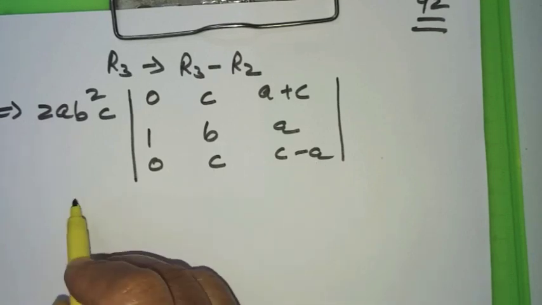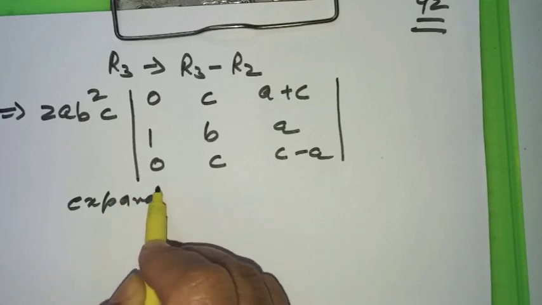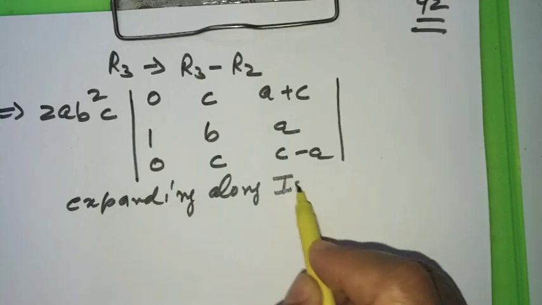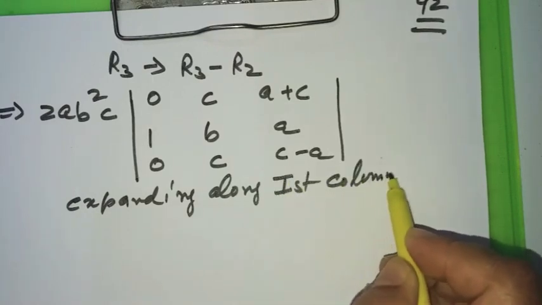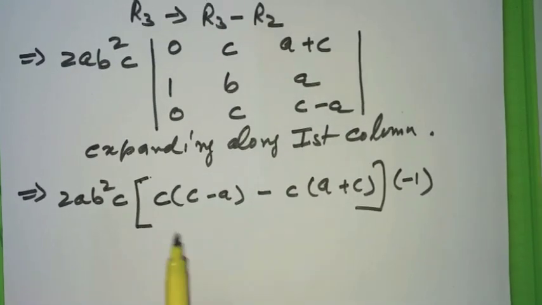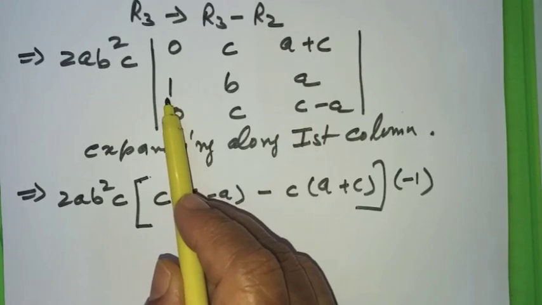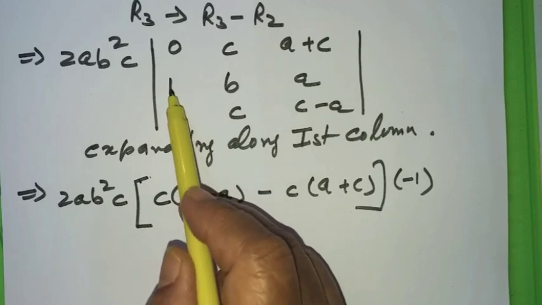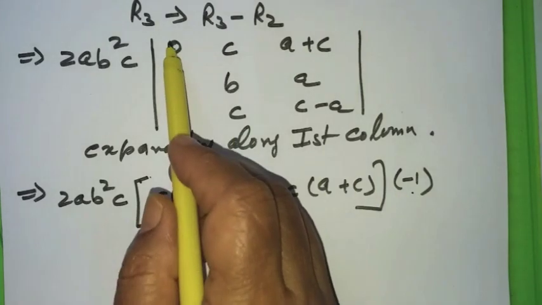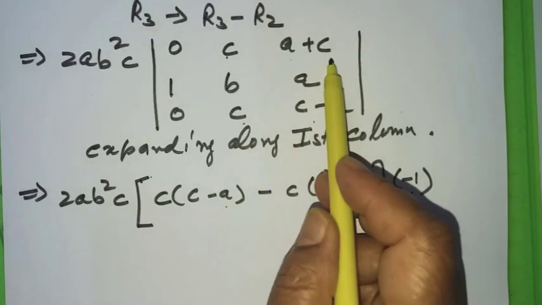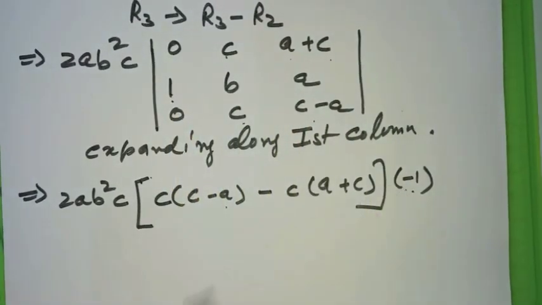So now I can expand along first column. What do we get? So expanding along first column, this element is at odd position because other two elements of first column are 0. So I will multiply 1 and I change the sign of 1, it becomes minus 1, neglecting the row and the column in which 1 lies, c into c minus a minus c into a plus c, and this 1 becomes minus 1. We solve further.